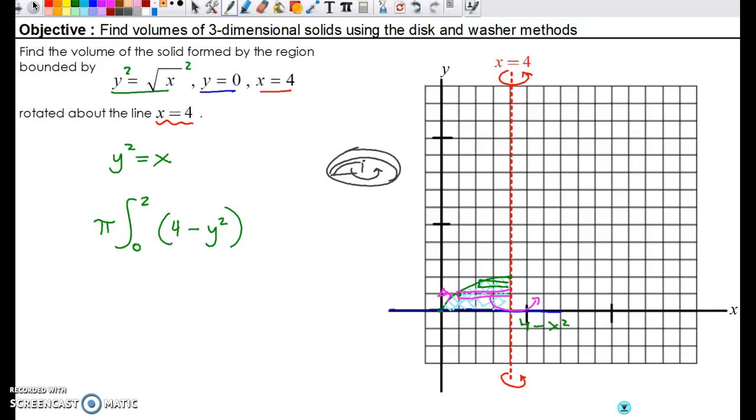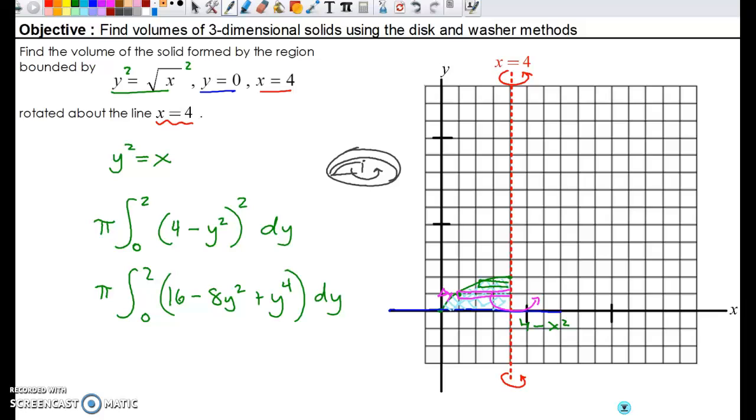If you want to think about it another way, this is 4 minus the x value, wherever the x value is, right? 4 minus whatever x value it is, but x is y squared. So it's pi times the radius squared times the height, which is the dy, the little tiny width here, the delta y. So I need to integrate that. It's going to be much easier to integrate if you just distribute it out by binomial expansion, and then use the general power rule, use the fundamental theorem of calculus to evaluate the integral for its bounds.